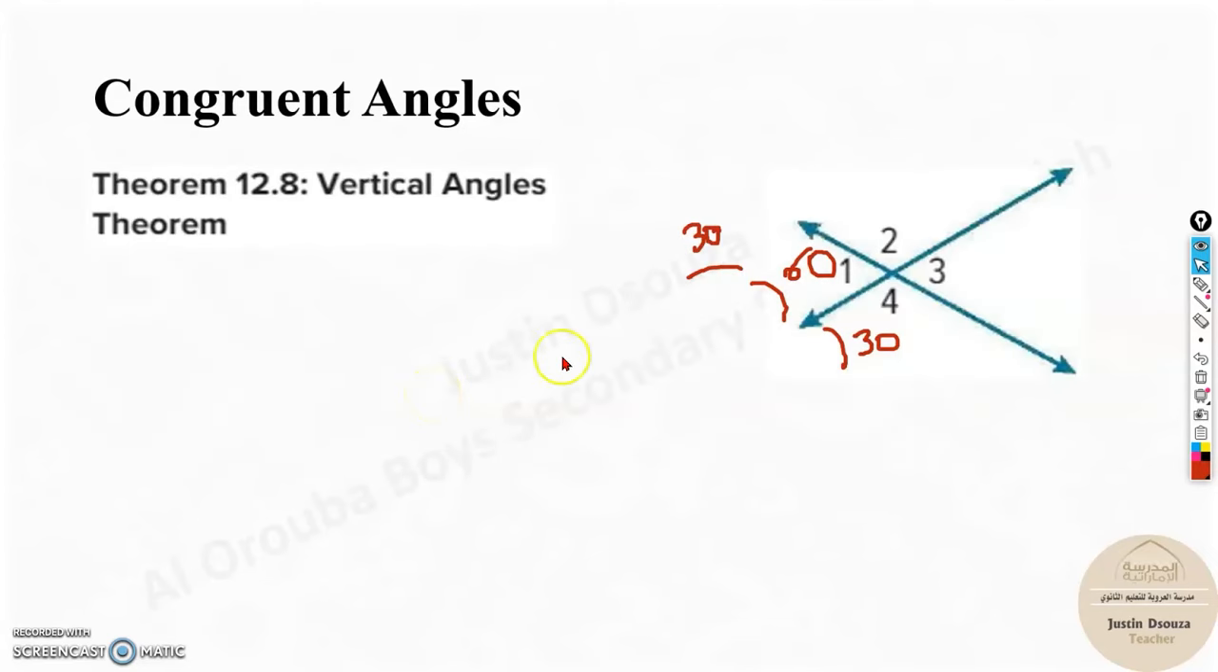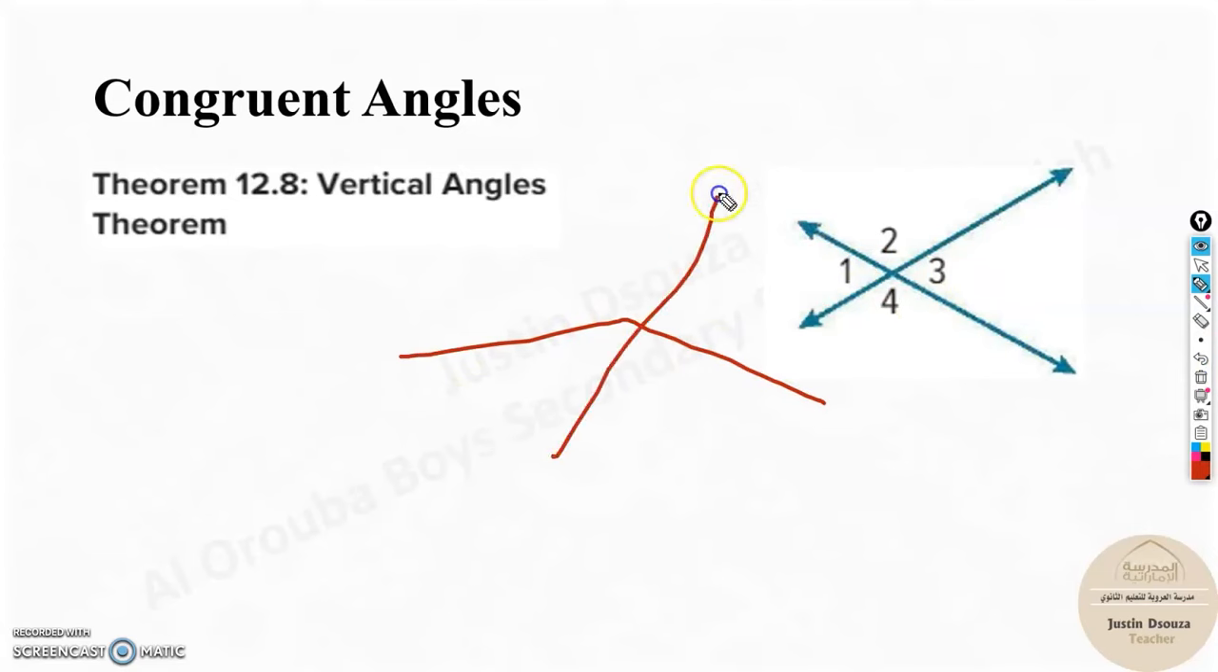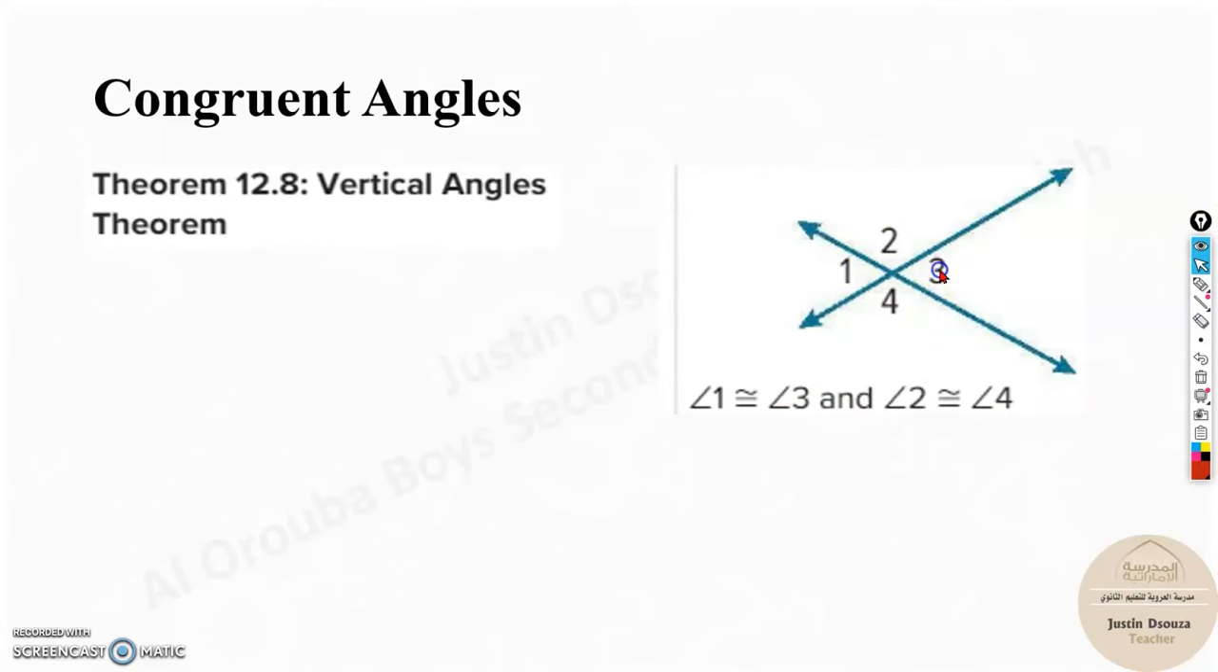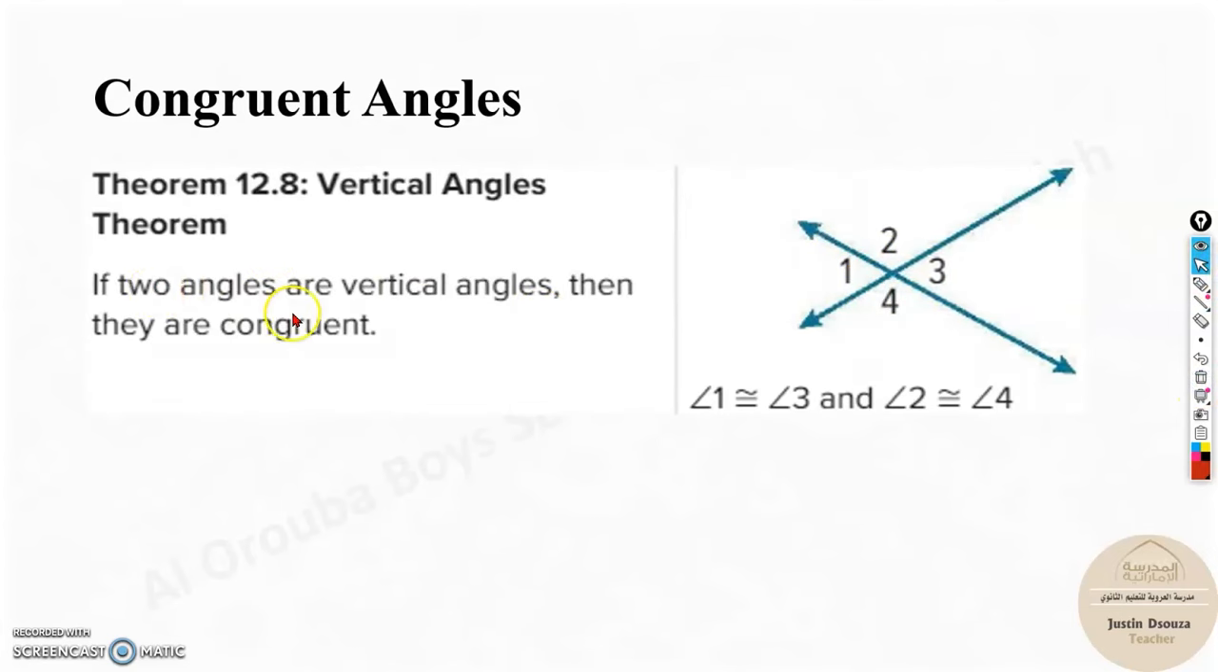And now the last one, the vertical angles theorem. We have come across this before already. Remember, to have vertical angles, these must be straight lines. If they are not straight, if they are something like this, you can't have vertical angles. It must be straight lines. Angles 1, 2, 3, 4 are known. Whichever are opposite to each other, 1 and 3, and 2 and 4, are congruent. So remember, opposite to each other. That is about vertical angles: if two angles are vertical angles, then they are congruent.